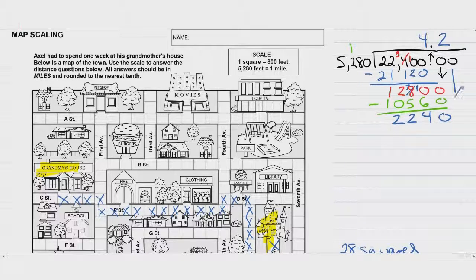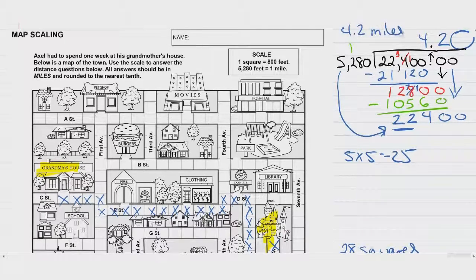Then I bring down this next 0, and I ask myself, how many 5,000s or how many 5s go into 22? Well, 5 times 5 is 25, so we know this digit is going to be less than 5, and the rule says if it's 5 or more, you round up. Since it's less than 5, we keep it the same, so the answer will be 4.2 miles.